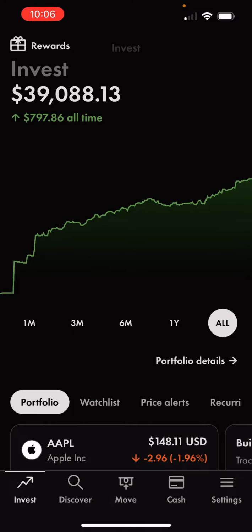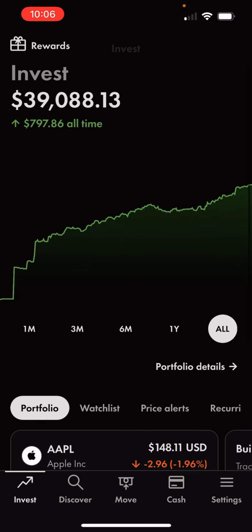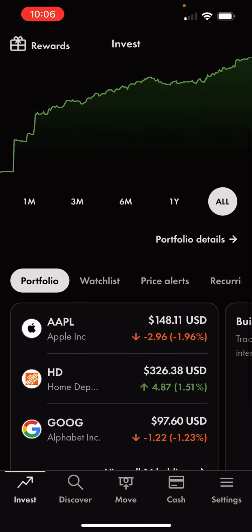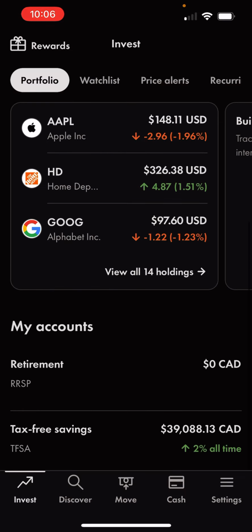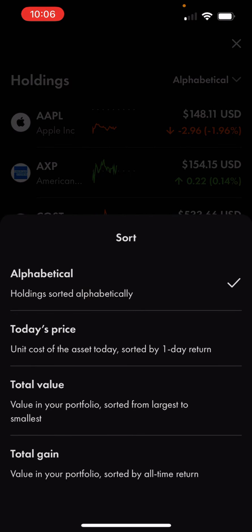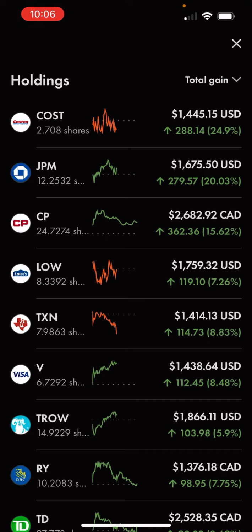So I have a tax-free savings account. It's held here with Wealthsimple. It's at $39,000. Scroll down, we can see it's about 2% of all time. Let's go and look at the total gains on here. So all of these gains I have in these companies, when I decide to sell out of them, that capital appreciation will be mine. I don't have to pay the CRA any portion of this, which is awesome.